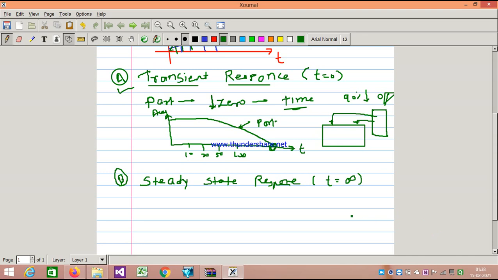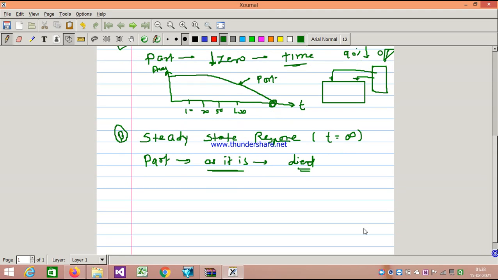That means what is the definition? The part of the response that is as it is, with no change, even after the time has elapsed or the transient has died out. Even after that, the part of the response is as it is, with no change. Such a type of response is called a steady state response.